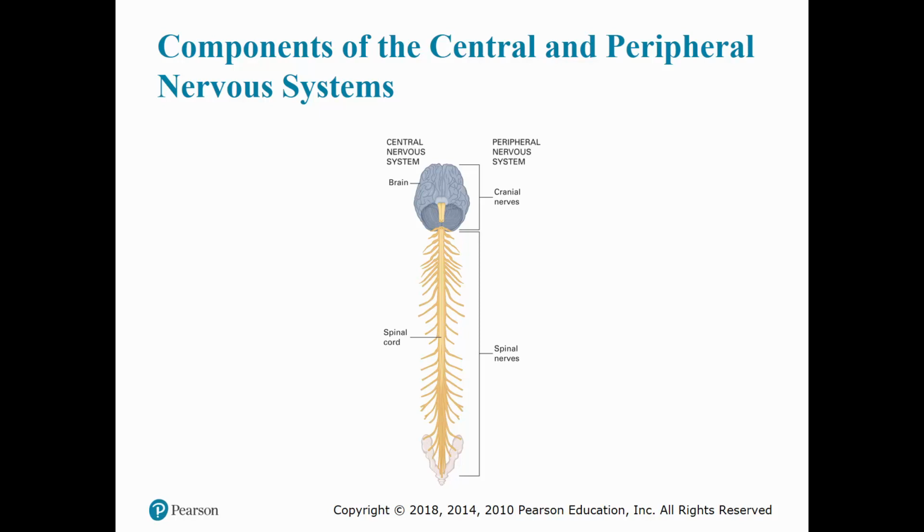Now, the structural divisions of the nervous system: your central nervous system comprises your brain and the spinal cord. And your peripheral nervous system is everything that's located outside of it. So once it branches outside of the spinal cord into the nerves, that is when it's your peripheral nervous system.